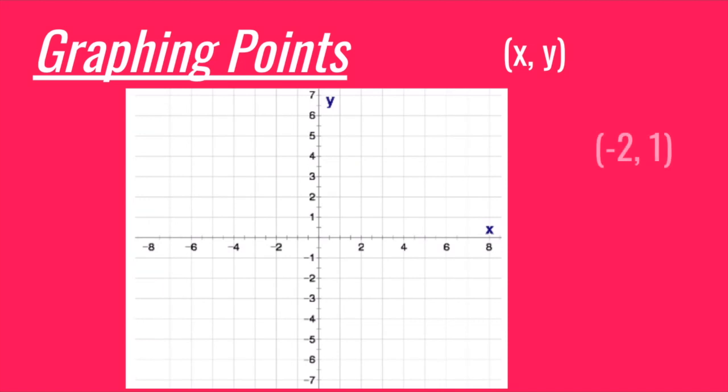Now let's find a new point, -2, 1. Can you find -2 on the x-axis? Good. Now I'll draw a dotted line with -2. Can you find 1 on the y-axis? Now I'll draw a dotted line there. My point of intersection is my point, -2, 1.